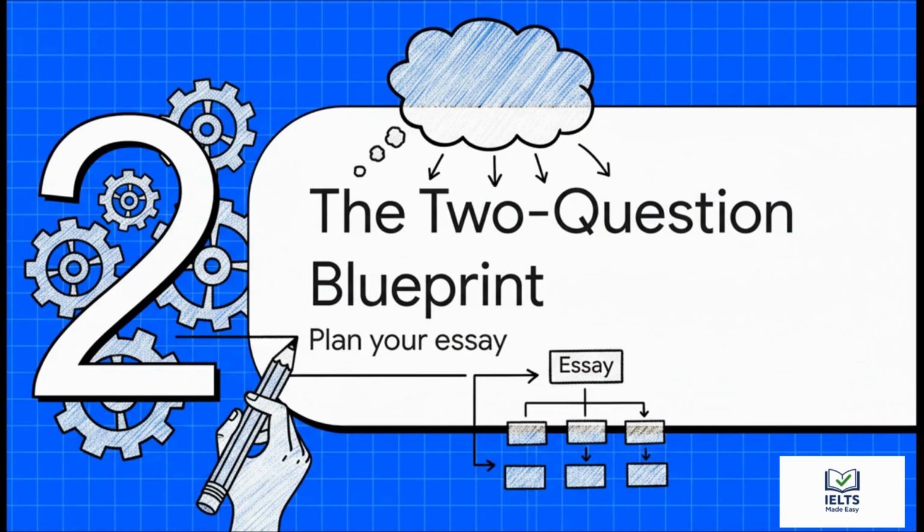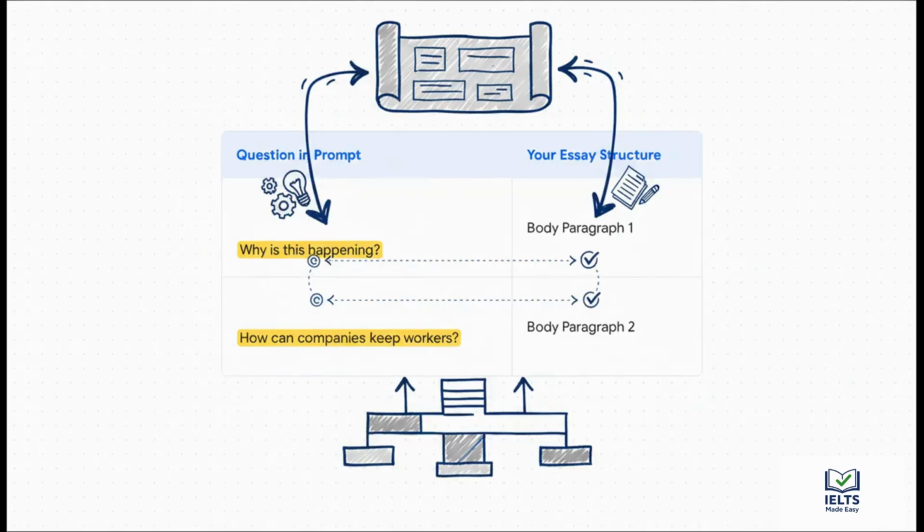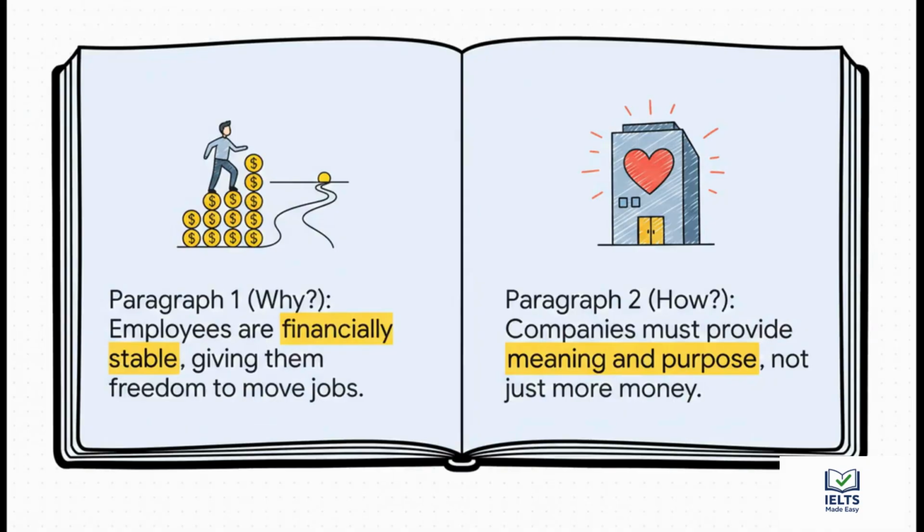And this right here is where the magic happens. This simple analysis gives you the entire structure for your essay. Seriously, no more guessing what to write about. The question literally hands you the blueprint. Just take a look at how perfectly this maps out. Your answer to that first question, why is this happening? Well, that becomes your first body paragraph. And your answer to the second question, how can companies keep workers? That's your second. It's a direct one-to-one relationship.